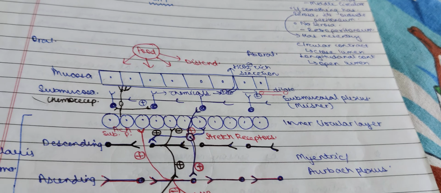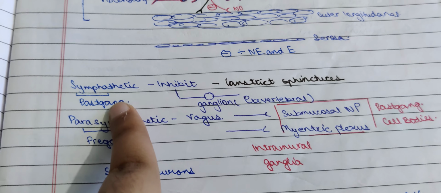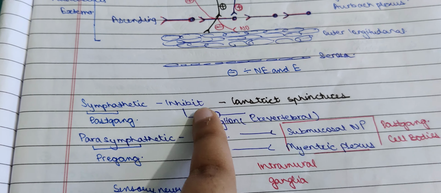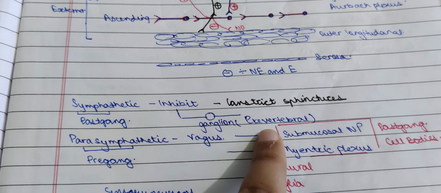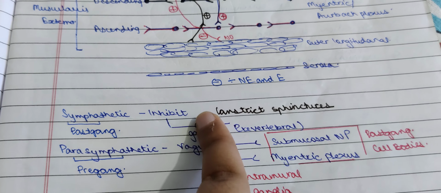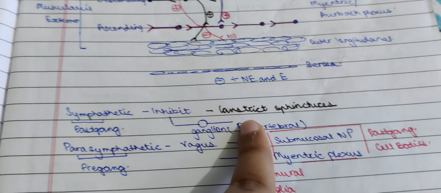Now see the sympathetic nervous system. The postganglionic fibers of the sympathetic nervous system enter the enteric nervous system. They inhibit the motility, and they constrict the sphincters.